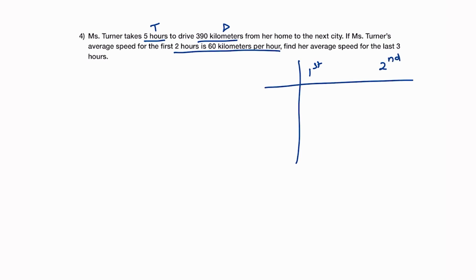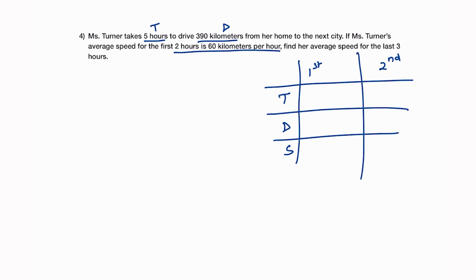So let's see what all do we have. So we say time, distance, and speed. Okay. So let's read it again. Miss Turner's average speed. So we know the speed here, 60 kilometers per hour. And how long? 2 hours. Find the average speed for the last 3 hours. So we need to find her average speed for the last 3 hours.